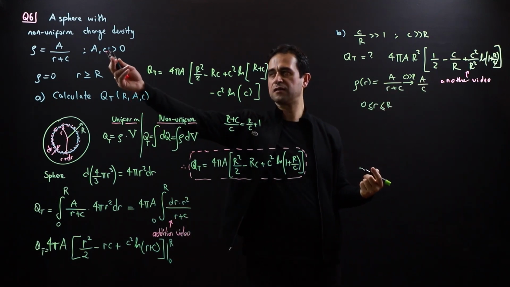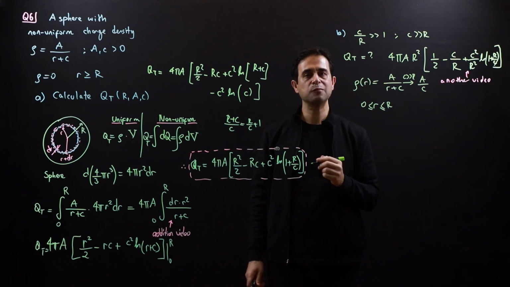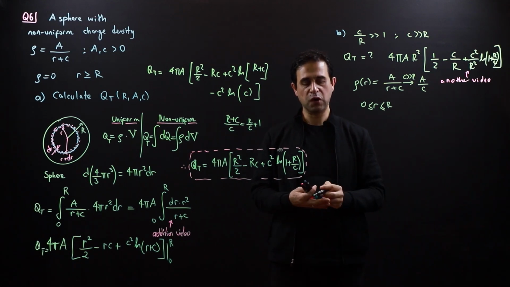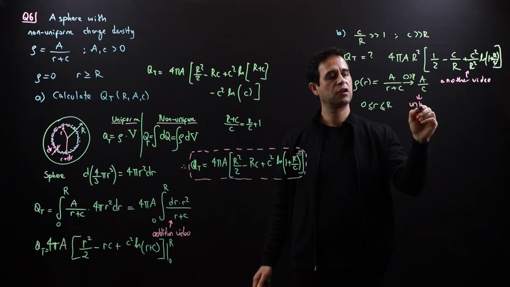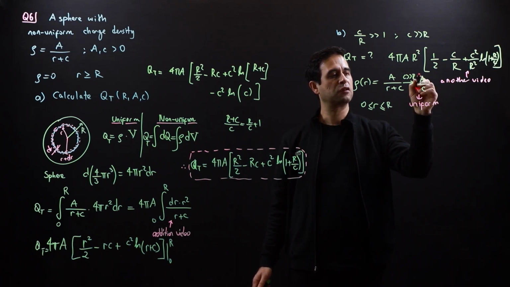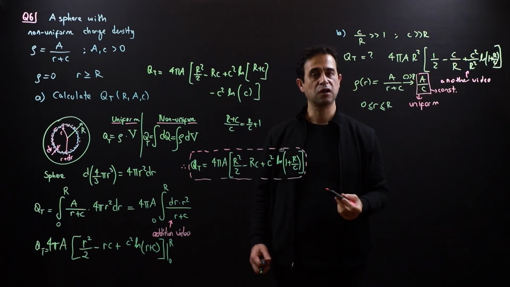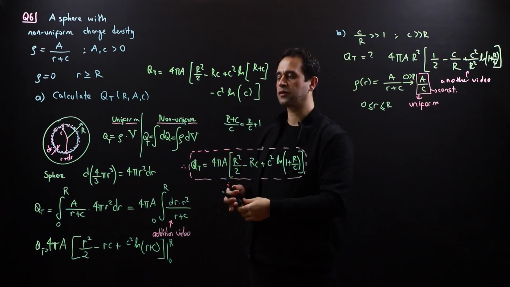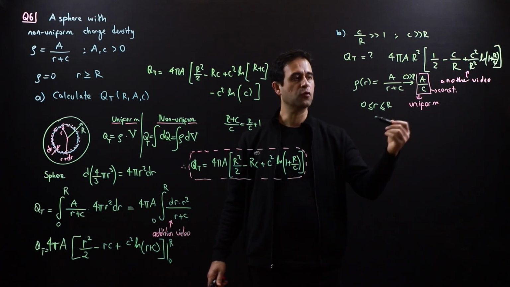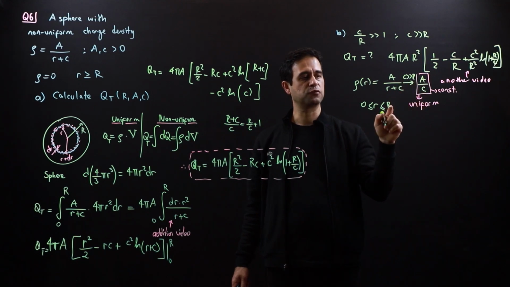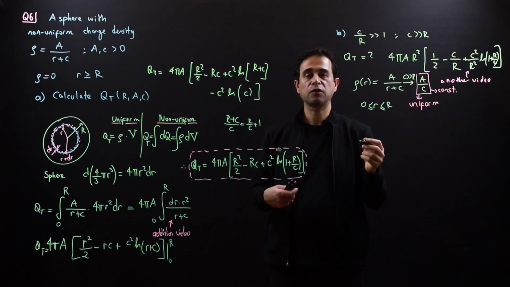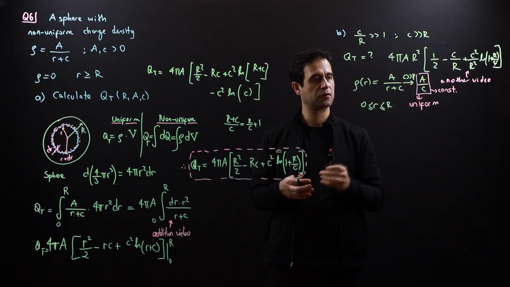It means A is constant, C is constant. That means rho is simply a constant. So the whole thing becomes a uniform charge distribution, because this is constant, right? All of this complication that arises because of the non-uniformity goes away. And that's why they have a uniform charge density, and for that, calculating Q total is extremely easy, right?